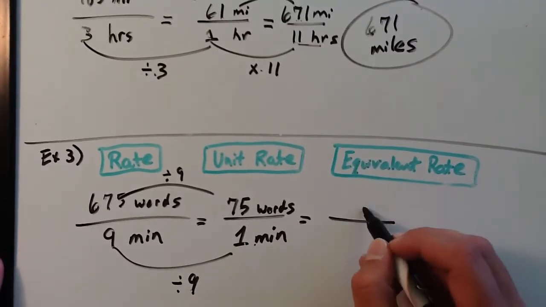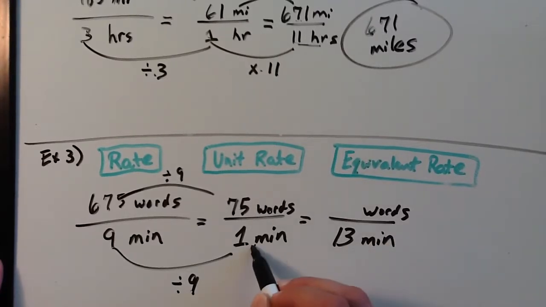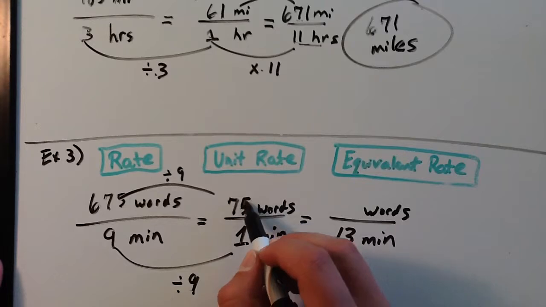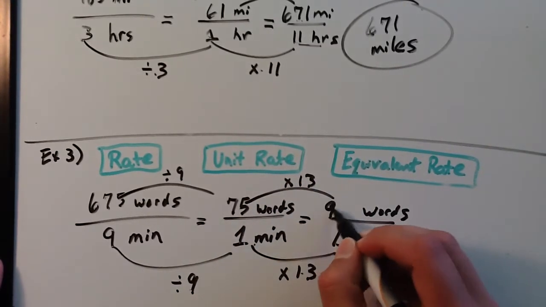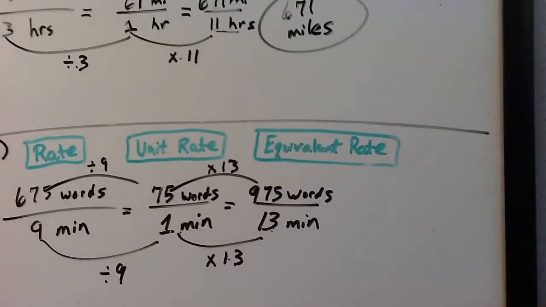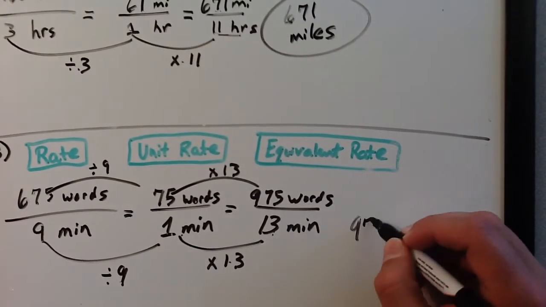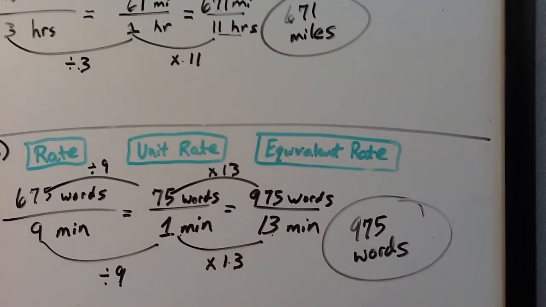and I want to find out how many words he types in 13 minutes, I can say, how did I get from 1 to 13? Well, I multiplied by 13, right? 1 times 13 is 13. If I multiply by 13 in the bottom of my rate, I do the same thing in the top of my rate. 75 times 13 is 975. And this is how many words he types in 13 minutes. And so now I am ready to answer my question. How many words can he type in 13 minutes? 975 words. I label my answer and I circle final answer.